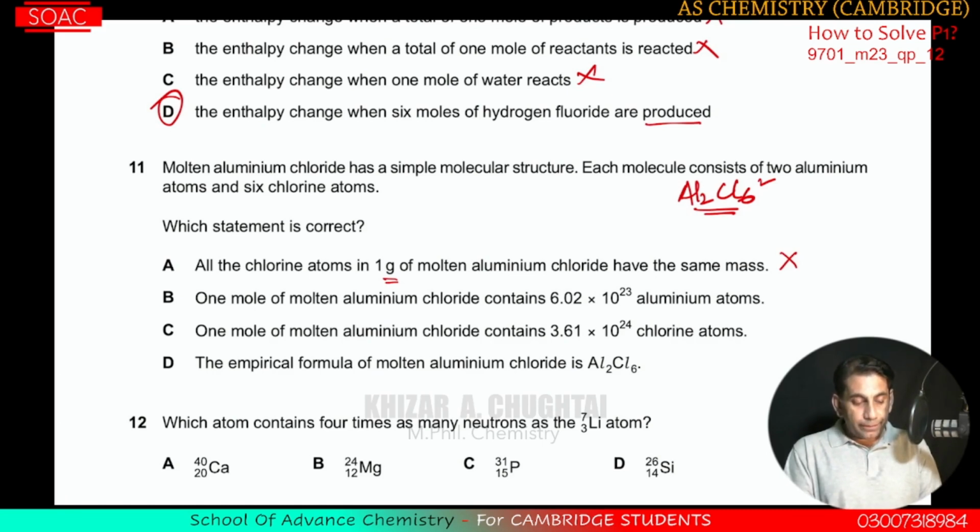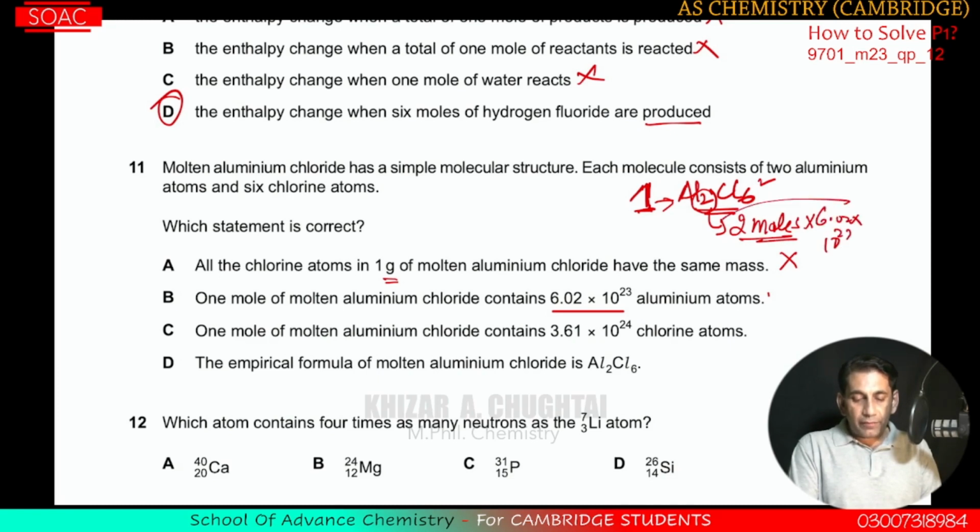B, 1 mole of molten aluminium chloride contains 6.02 times 10 to the power 23 aluminium atoms. Basically, 1 mole of aluminium chloride has 2 moles of aluminium atoms. So the aluminium atoms in 1 mole of Al2Cl6 is equal to 2 moles. 2 moles of aluminium atoms means the number of atoms is 2 times 6.02 times 10 raised to the power 23. I mean that will be doubled. So it is again an incorrect option. It must be equal to this one.